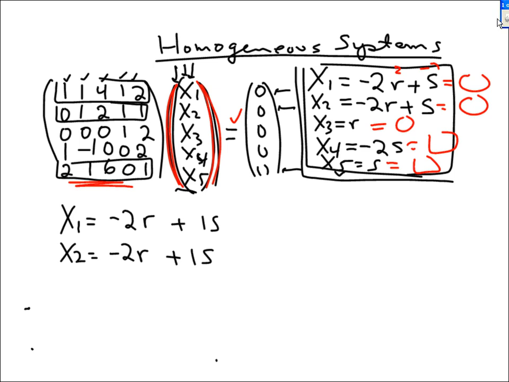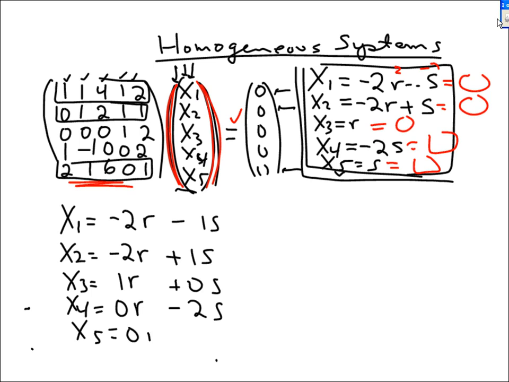I don't know if I wrote it down wrong earlier or not, but it's actually minus s. Sorry for the typo. Okay, and x sub 3, well, that's r, 1r, plus no s. And x sub 4 is just negative 2 s's. That is, it's no r minus 2 s's. And x5 also has no r's, but it has 1s.